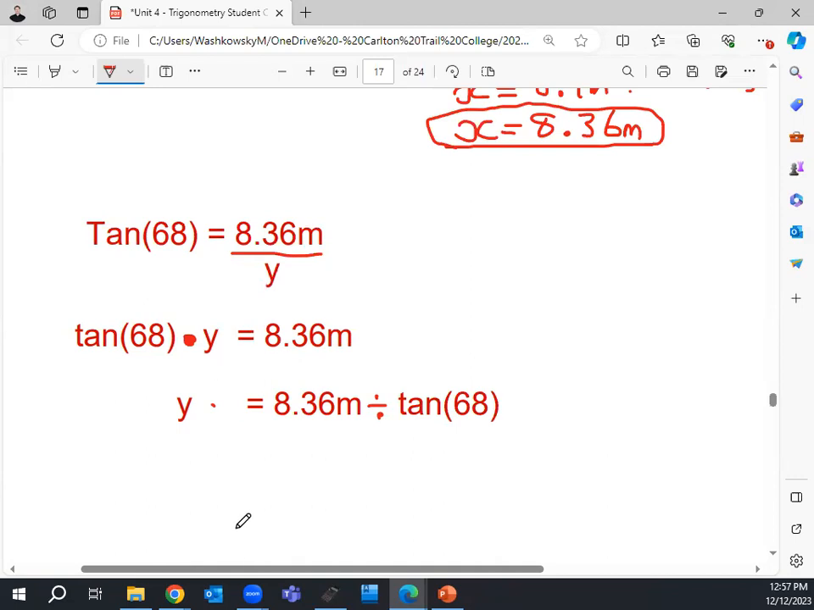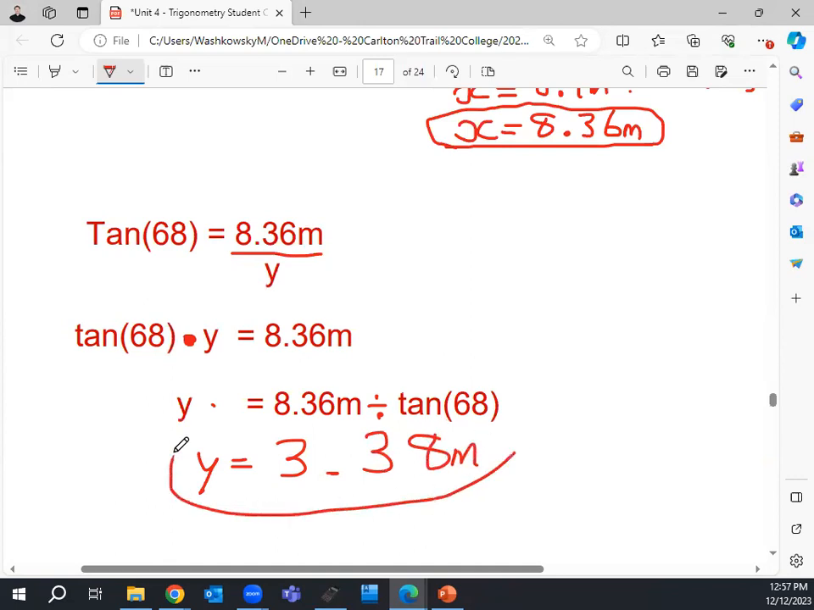All right, and then pretty simple, just punch it in our calculator, right? The calculator does all the heavy work for us. We just have to set it up right. So 8.36 divided by tangent of 68, I should get y is equal to 3.37 or 38. 38 meters. It's a final answer. I'm going to circle it. Am I done? Yeah.